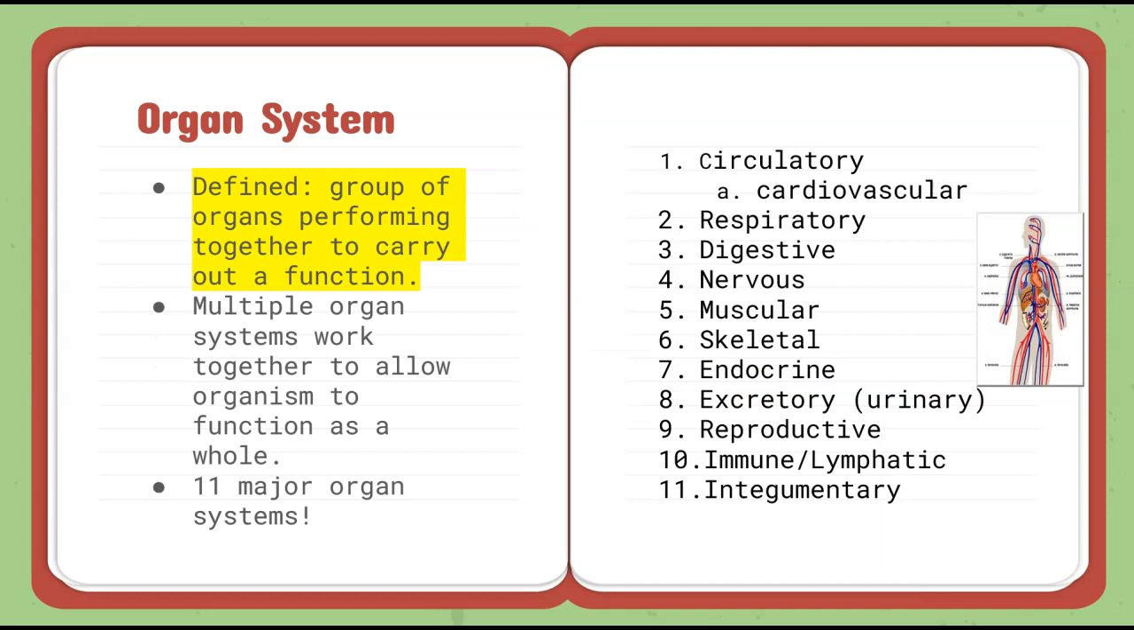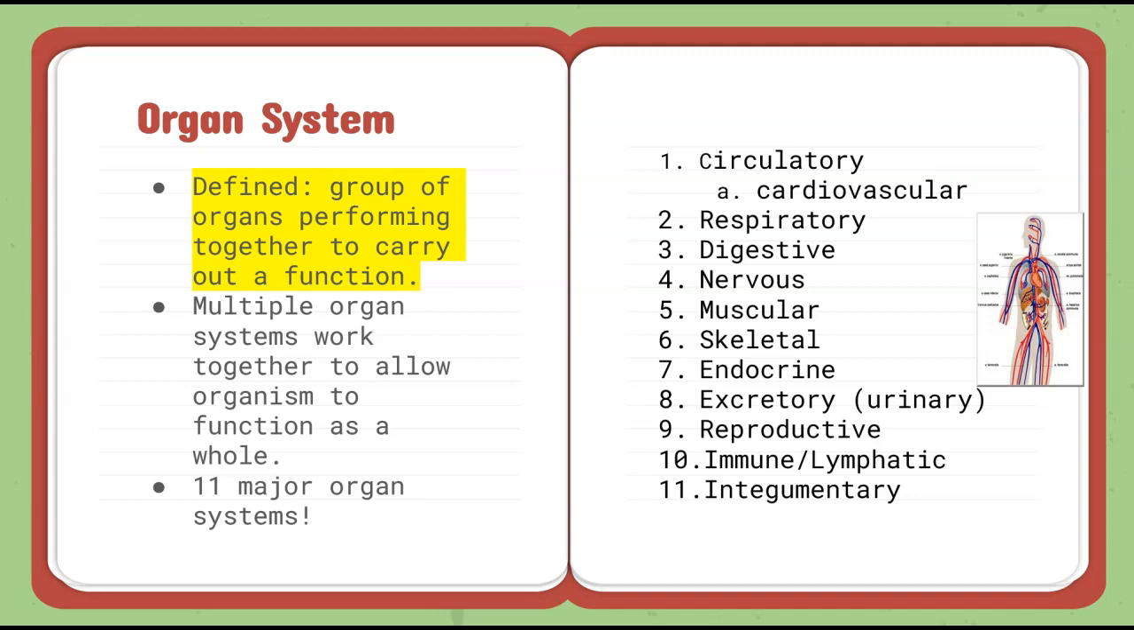The next level of organization that we're going to be talking about is the organ systems. This is where we're going to be spending the next 3 weeks. So if you guys are into human anatomy and stuff like that, you're really going to like the next 3 weeks up until Christmas break. An organ system is defined as a group of organs performing together to carry out a specific function for the organism.